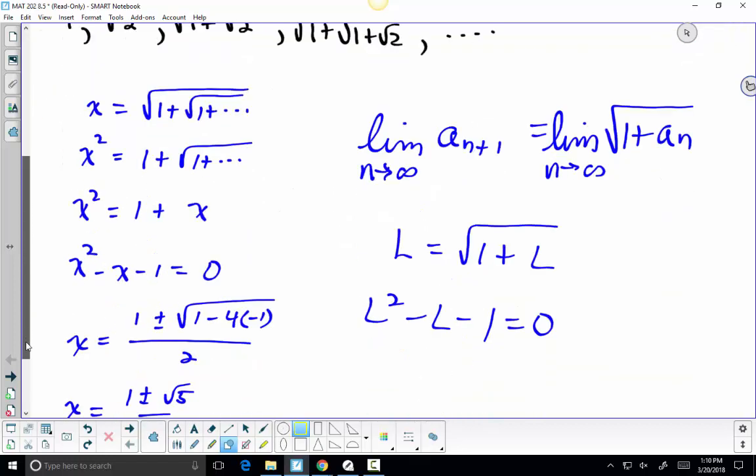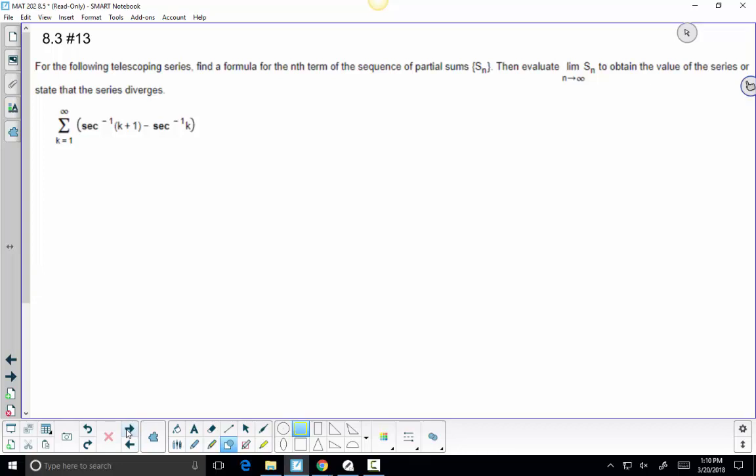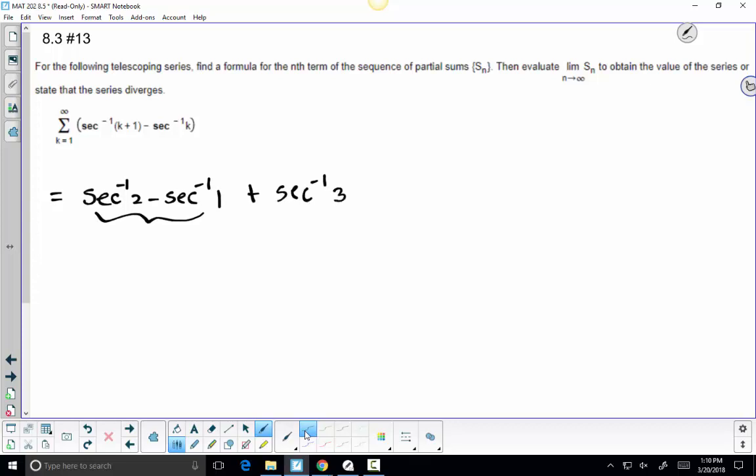Okay. We'll analyze it. Okay, this one, inverse secant. It's fairly straightforward to plug in your values and you can get an expansion for what this looks like. So this will be inverse secant of 2 minus inverse secant of 1. So that's what I would consider the first term. And then we plug in our second index value and we get inverse secant of 3 minus inverse secant of 2, plus, et cetera. And that goes on forever.